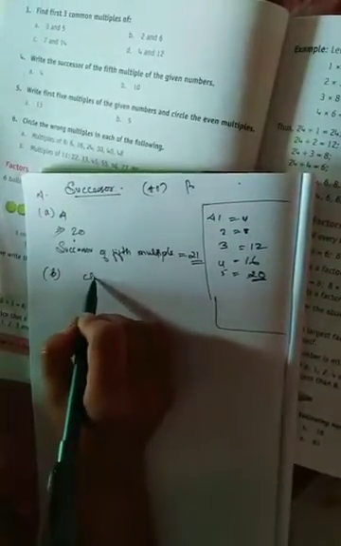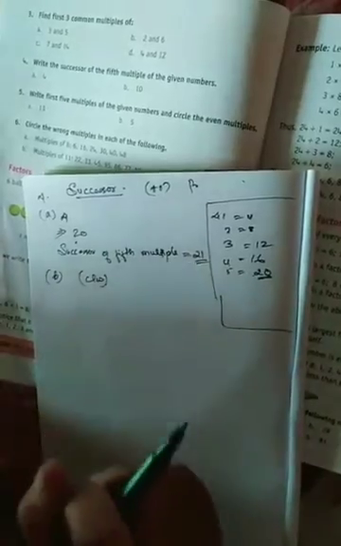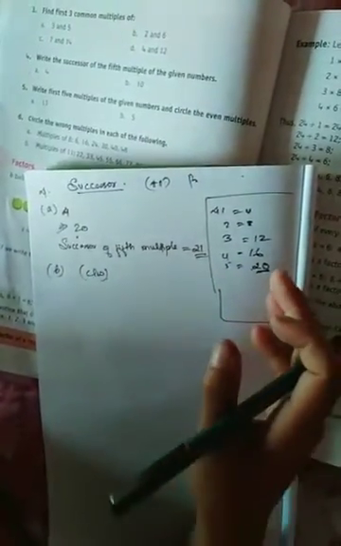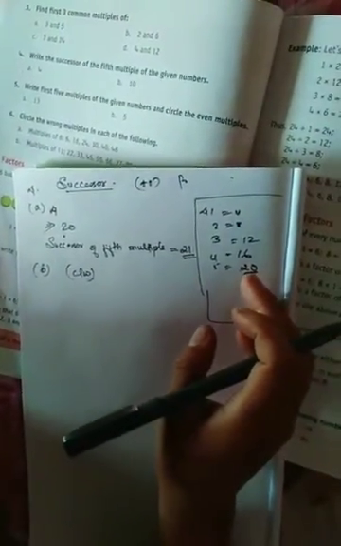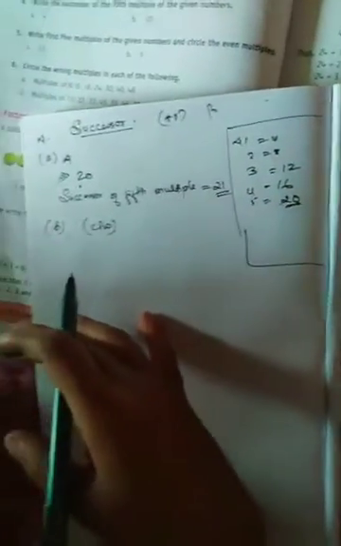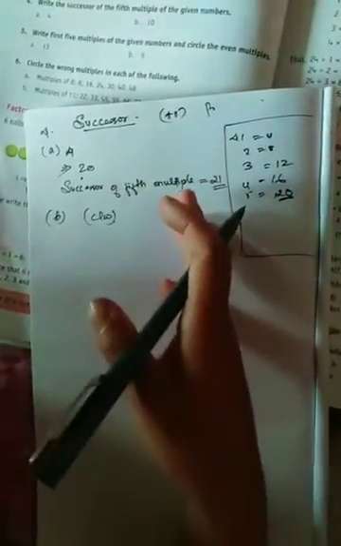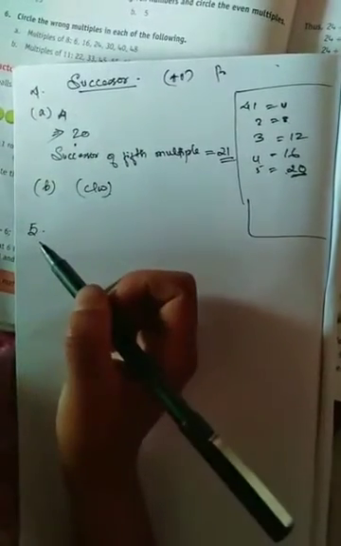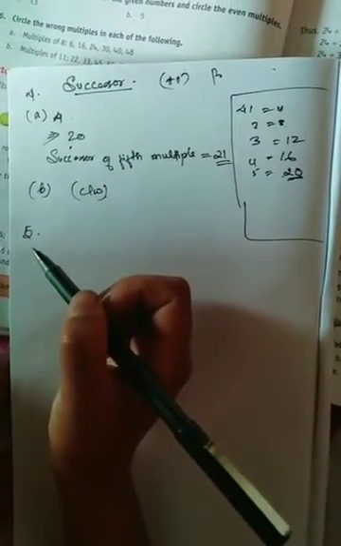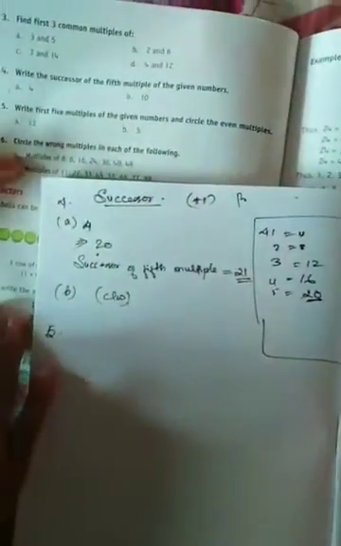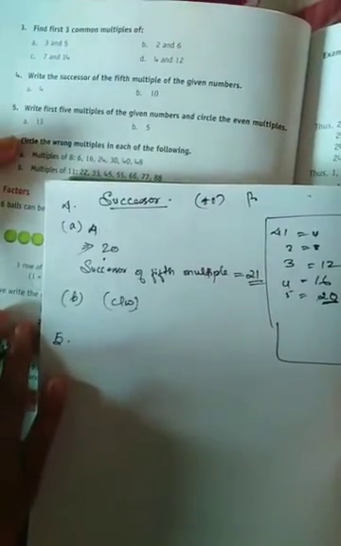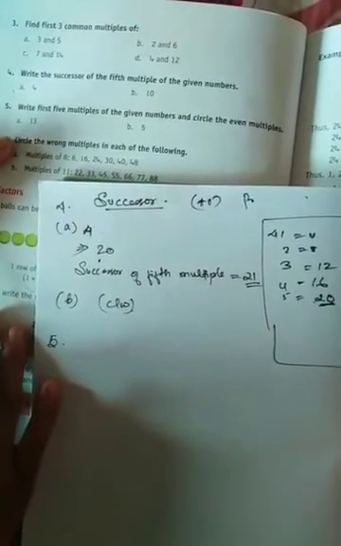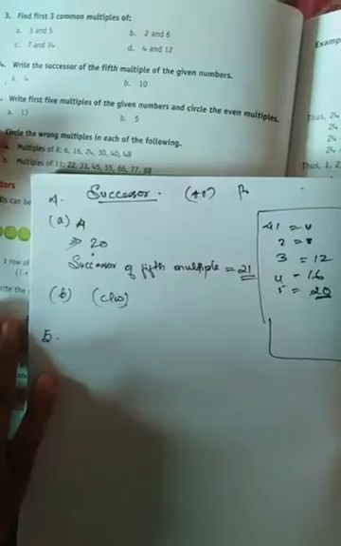I want you to submit this classwork by today itself, okay? Also check our previous class lessons and do that work. Now let's discuss question 5. Write the first 5 multiples of the given number and circle the even multiples. Let's repeat the question again: write the first 5 multiples of the given numbers and circle the even multiples.